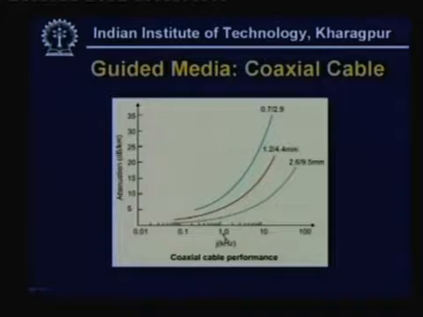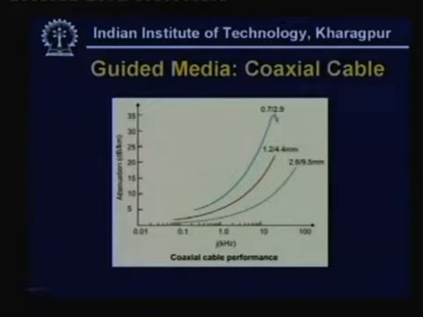Here is the performance of the coaxial cable. On this side you have the attenuation in decibels per kilometer, and here is the frequency F in kilohertz. The frequency range is from 0.01 kilohertz to 100 kilohertz.